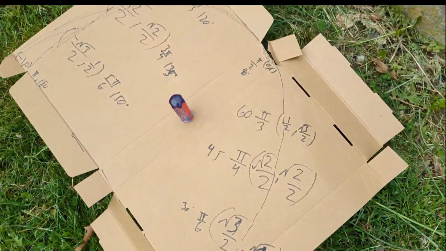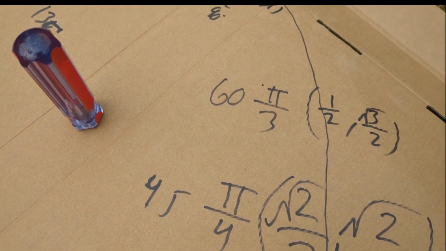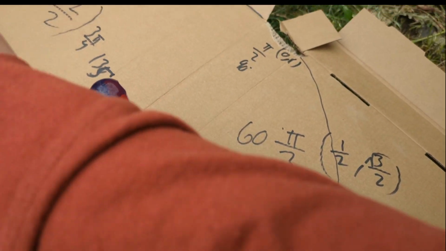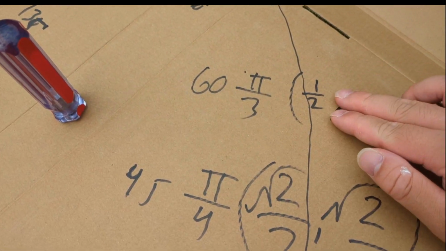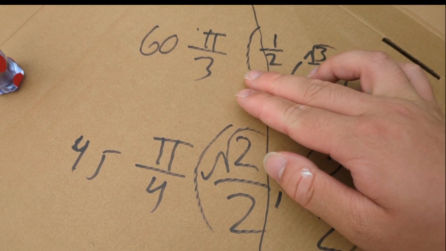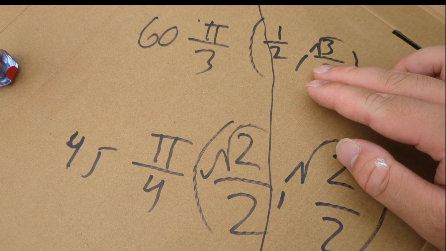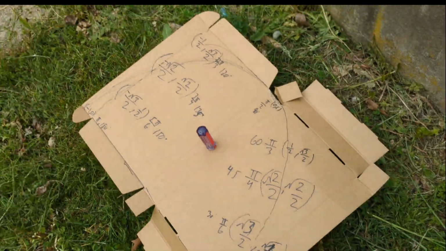So let's say, for example, the sun shines here. Currently it is right here, but let's say it goes here later on. So that's 60 degrees, pi over 3, and the coordinates are 1 over 2, square root of 3 over 2. Let me just jot them down in my notebook real quick.